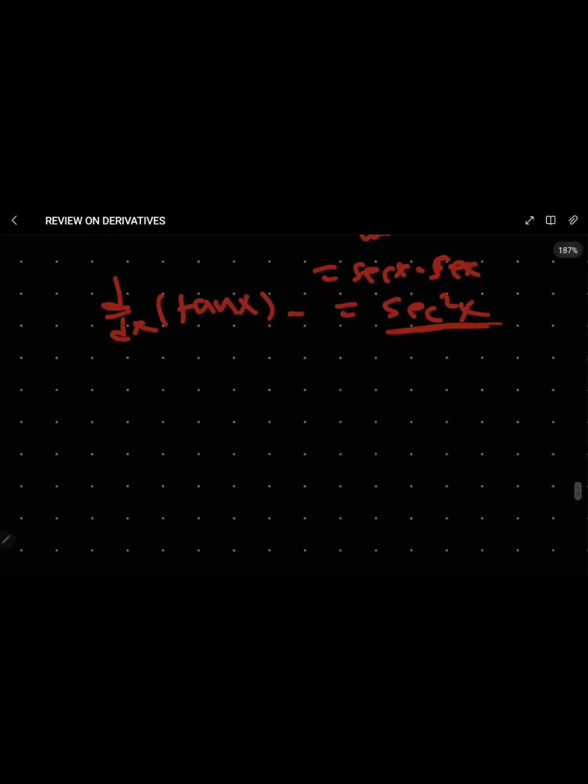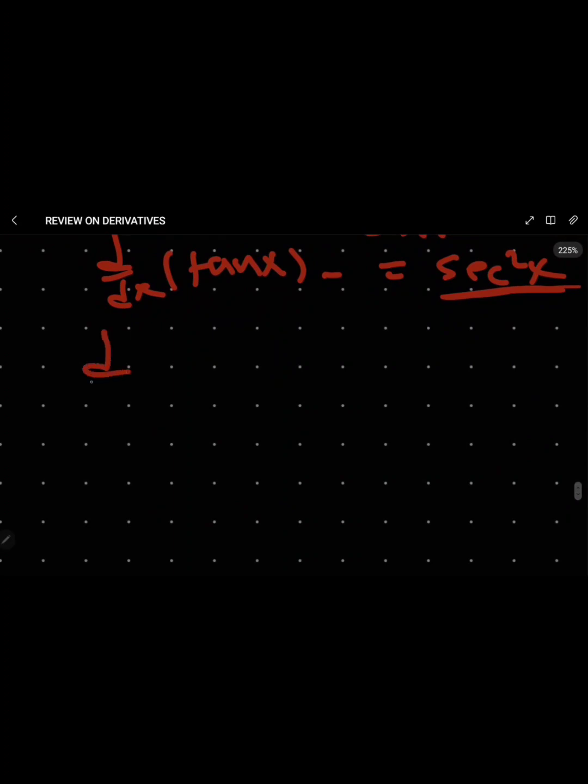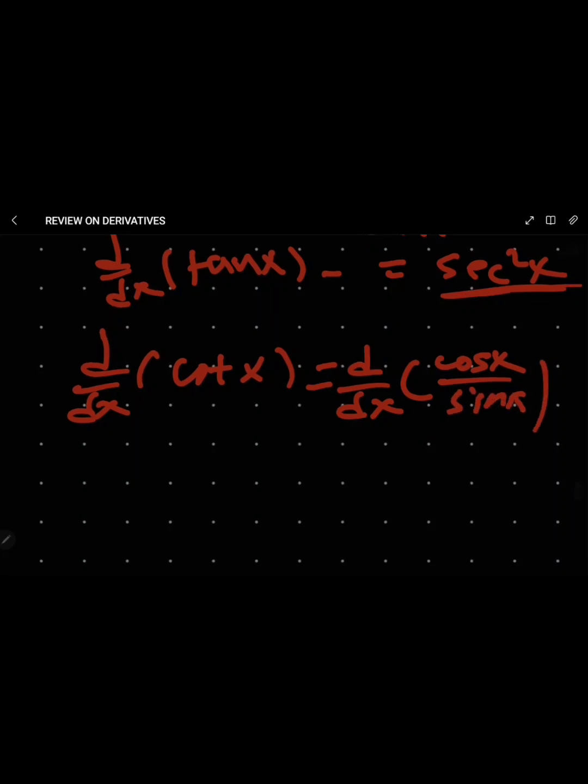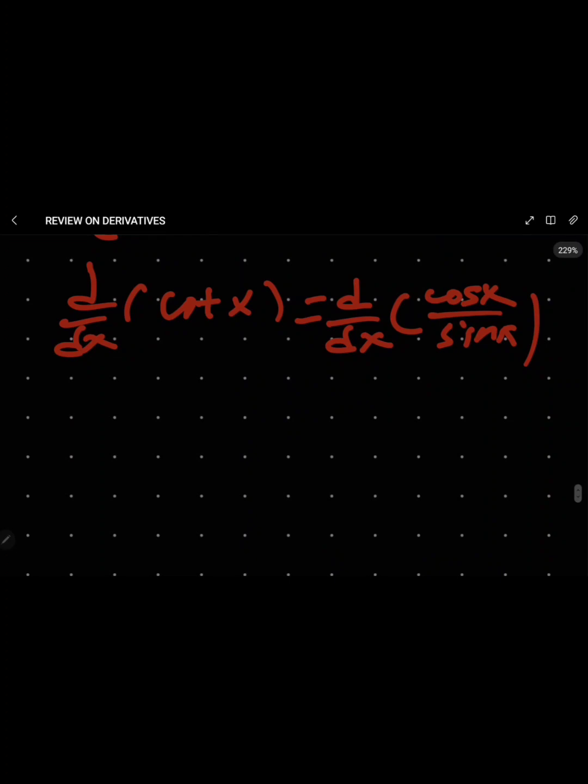How about cot x? What's d per dx of cot x? What is cotangent x? It is the reciprocal of tangent, cos x over sine x. That's a quotient function again. So what is d per dx of this one, cos x over sine x?